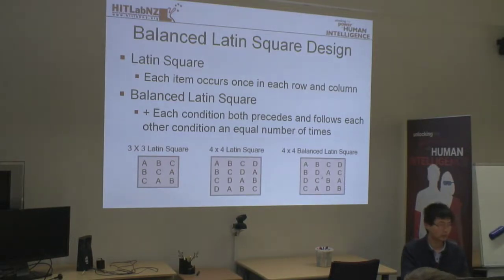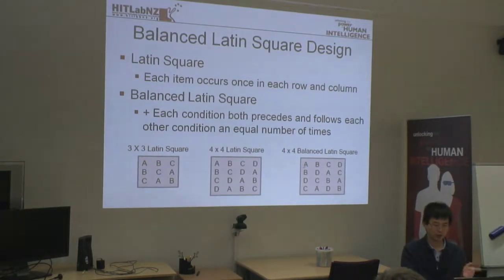If you make it a balanced Latin square, it becomes like this. In this case, again, A always appears once in each row and once in each column. But A comes before B in 2 cases, like this one and this one, and in the other 2 cases, B comes before A. So this is a balanced Latin square design. If you have 4 conditions, you go with this design.